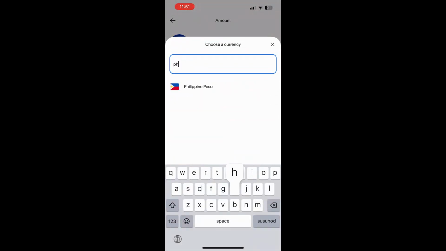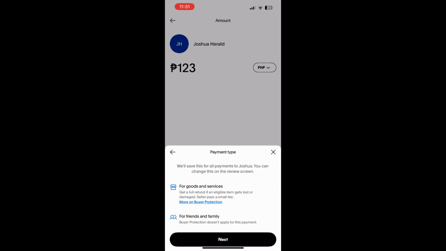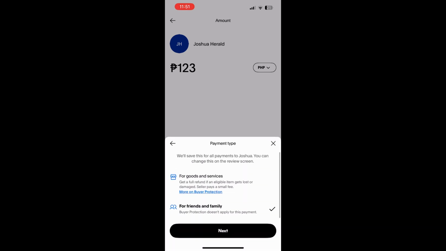One common reason is the recipient's account type. PayPal says friends and family payments are only available when sending to personal PayPal accounts, and business accounts can't receive that payment type. If you're sending to a seller, business profile, or merchant setup, you'll usually only see the goods and services option instead. Another reason is country or account support.